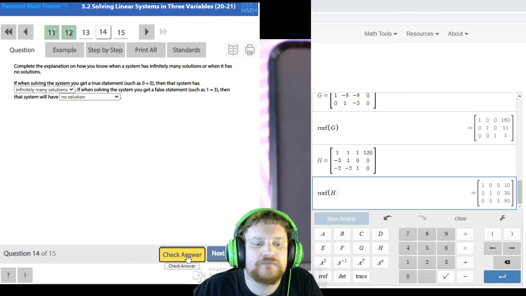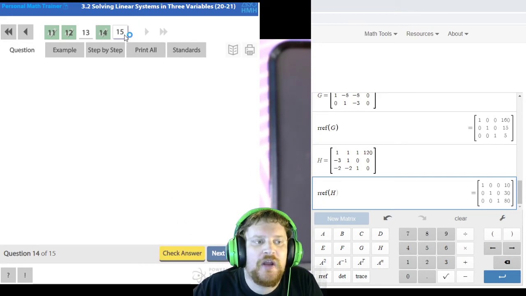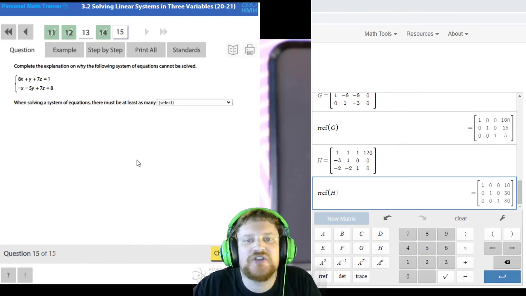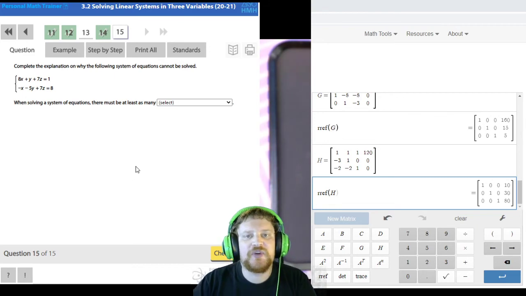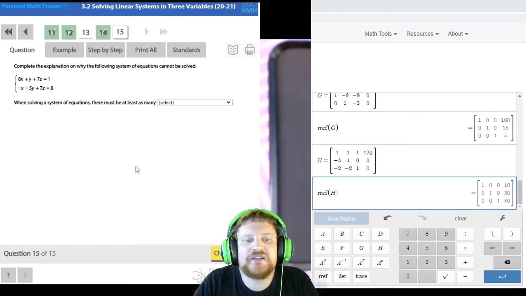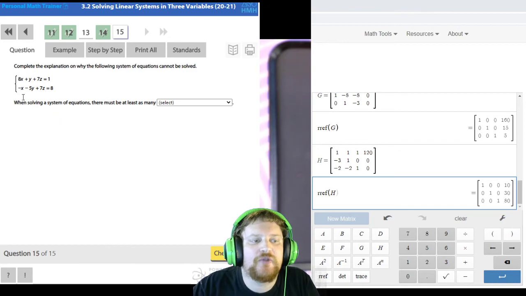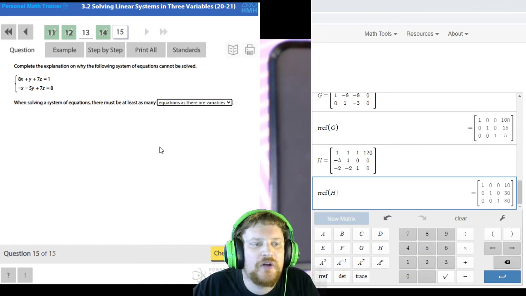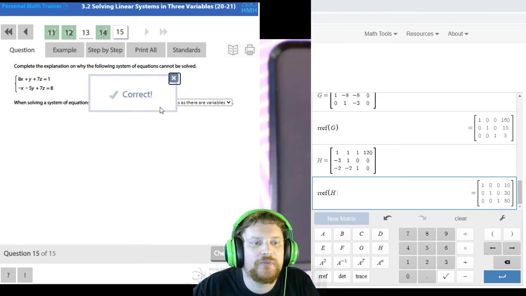And our last question. Complete the explanation of why the following system of equations can't be solved. I hope you guys remember this. I mentioned it in class several times, but if I have 3 variables, I need to have at least how many equations? 3. You have to have at least as many equations as you have variables. So when solving a system of equations, there must be at least as many equations as there are variables.